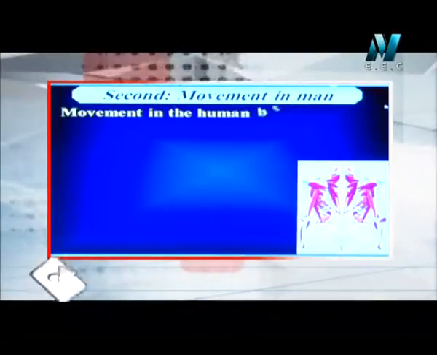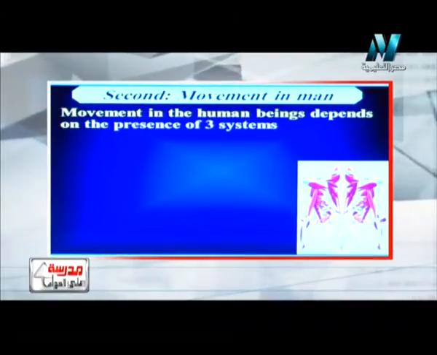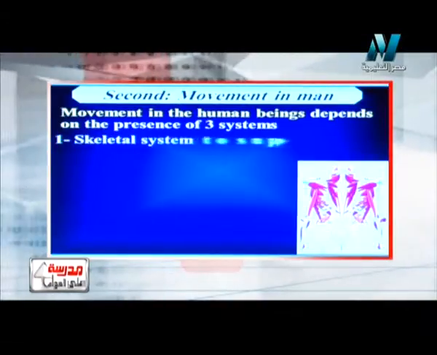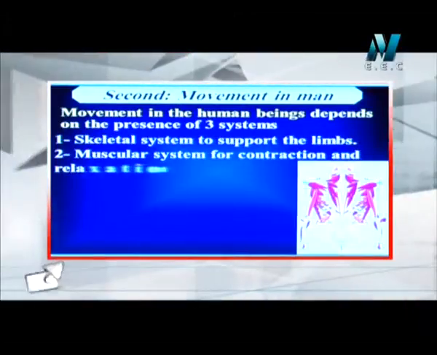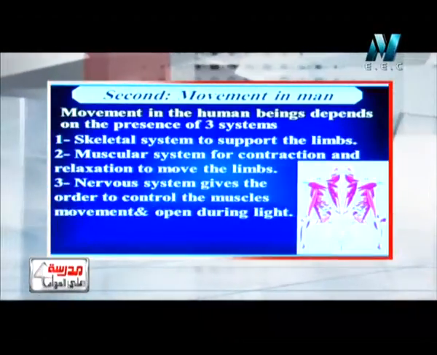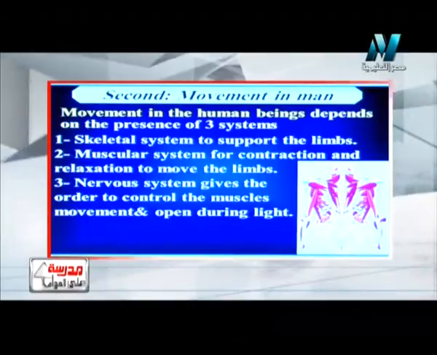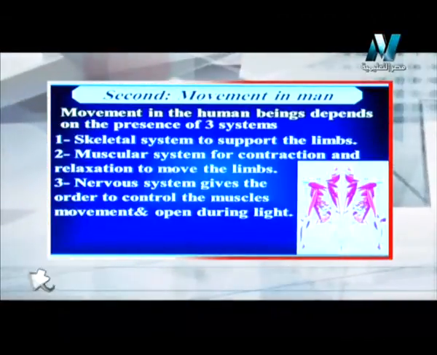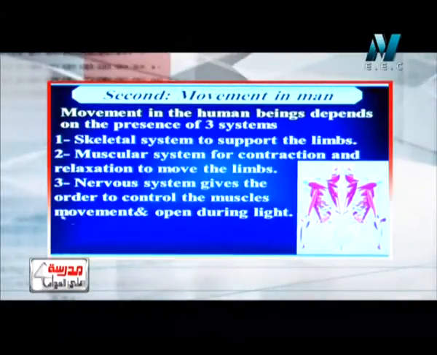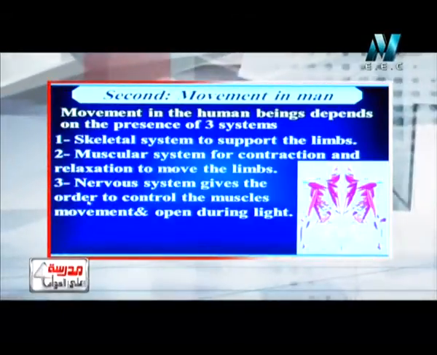What about the movement in animals or in man? The movement in man depends on the presence of three systems. The first system is the skeletal system, which supports the limbs. The second is the muscular system, which has the ability to contract and relax to cause motion. The third system is the nervous system. It gives the orders or motor impulses to control the muscle movement. So that is the nervous system, which sends orders to the muscles to move.